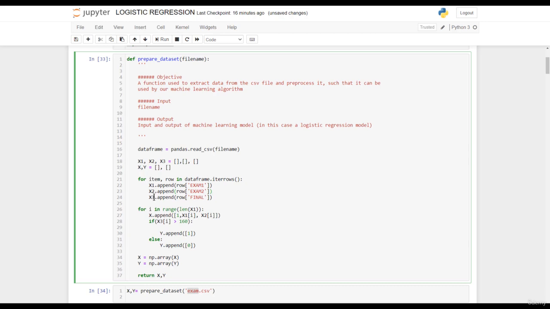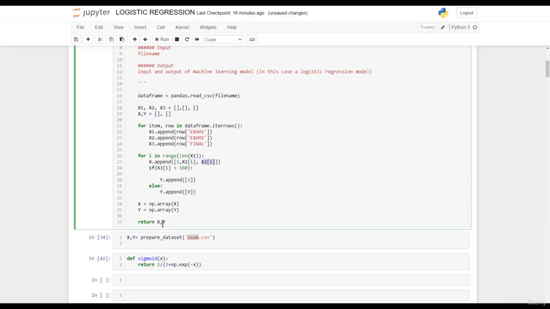So we're using x1 and x2 to predict x3, or better still, we're using exam 1 and exam 2 to predict the final mark. Then we have to make up x. We have 1, the bias, we have x1, we have x2. Now for the output, we have that if this is greater than 160, we have 1, else we have 0. Then we convert this to numpy arrays and we return our arrays.